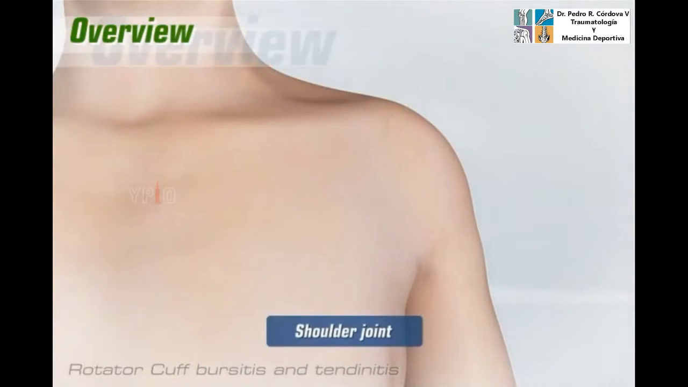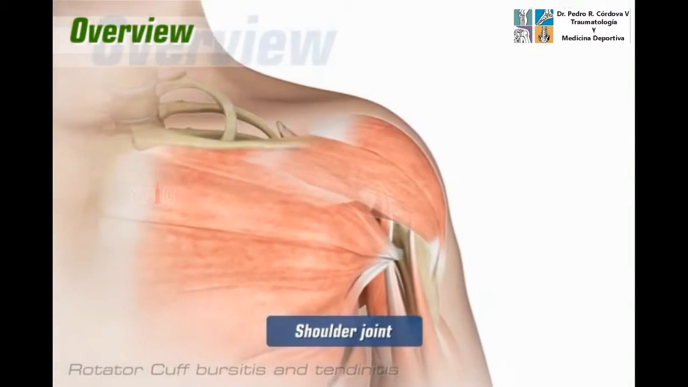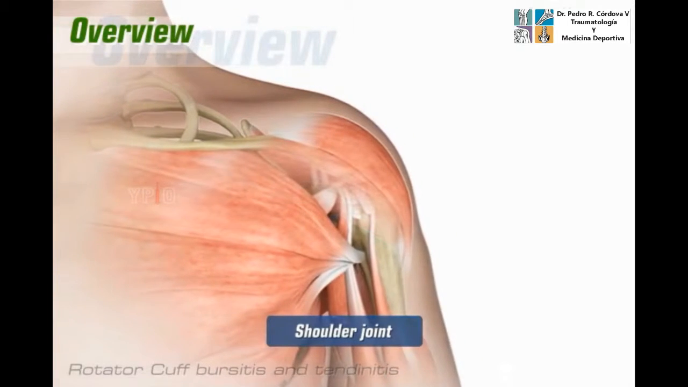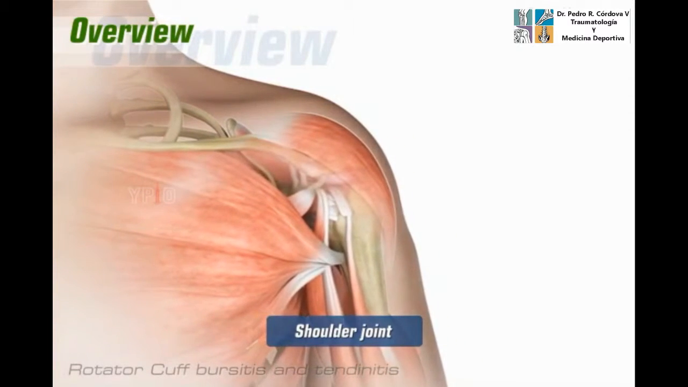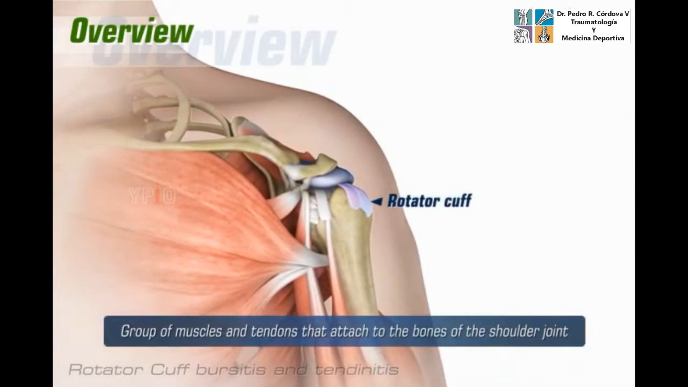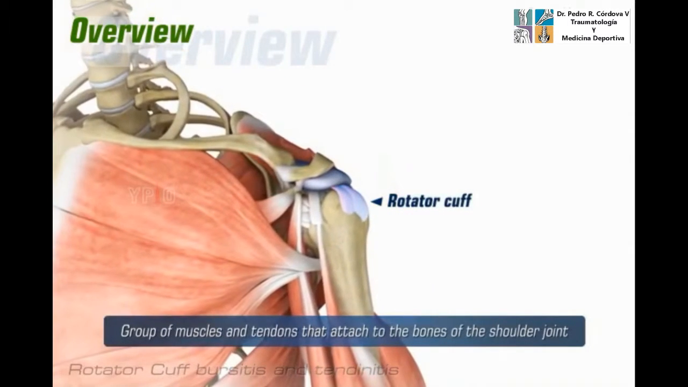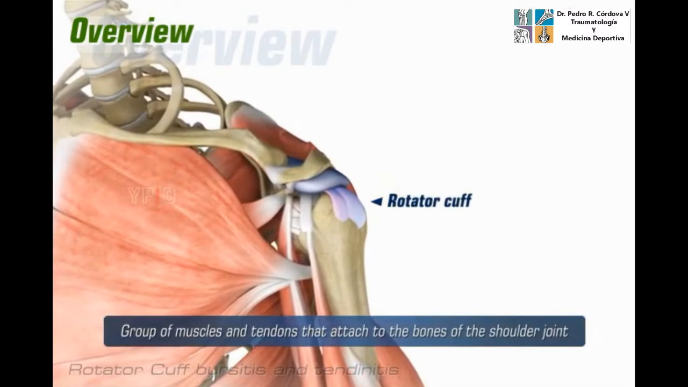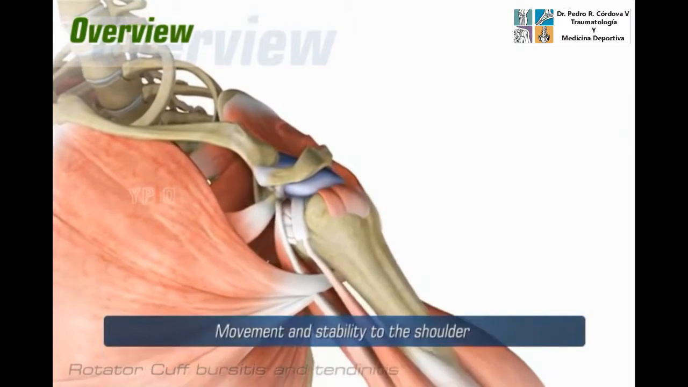The shoulder is a complex joint where several bones, muscles, and ligaments connect the upper extremity to the chest. The rotator cuff is a group of muscles and tendons that attach to the bones of the shoulder joint, providing movement and stability to the shoulder.